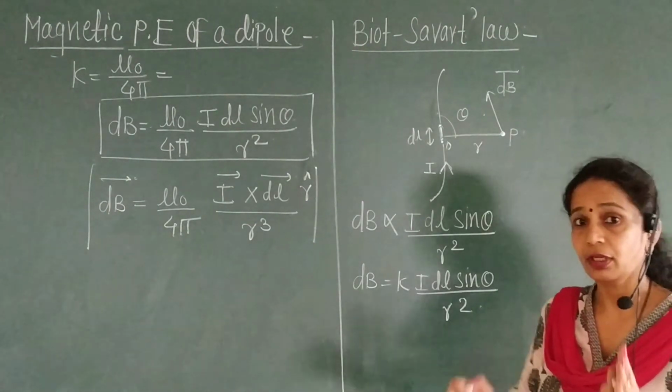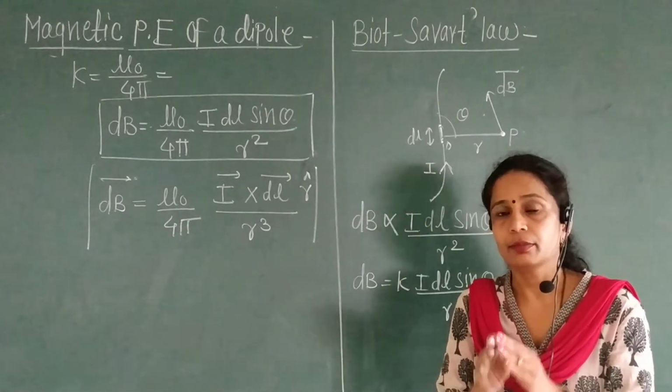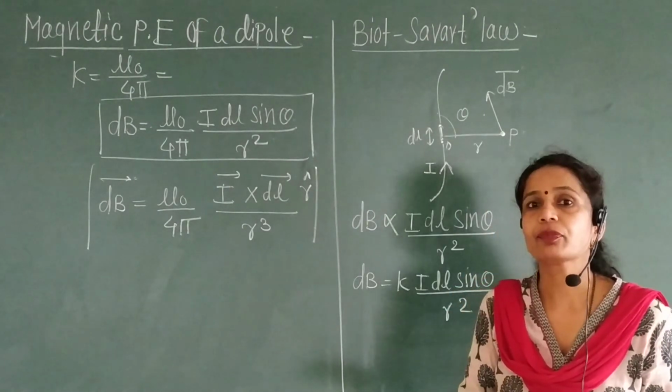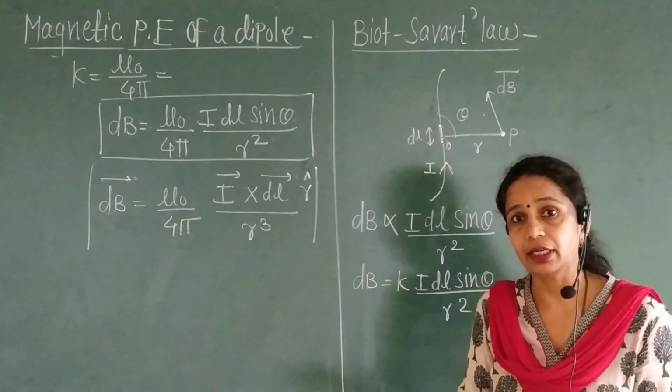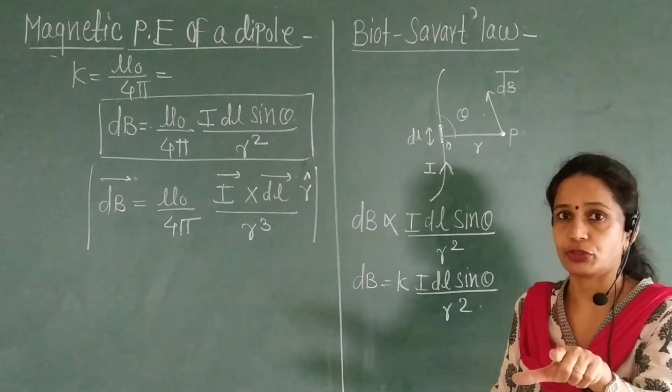Okay, it is a simple one, and this is a useful law because it is used to find out the magnetic field due to the current distribution.